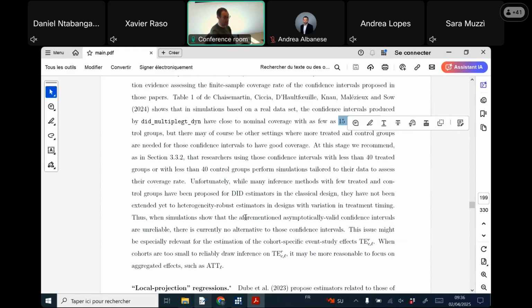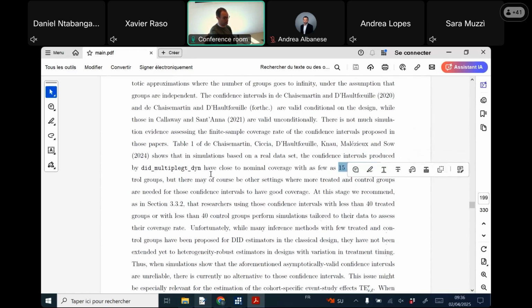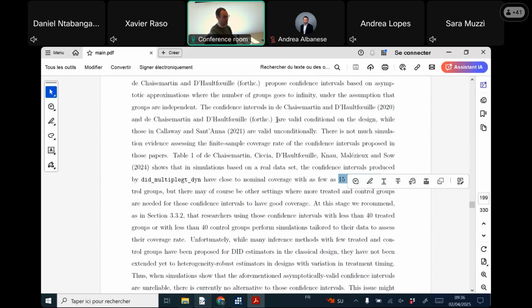So what that means is that if you have less than 40 treated and 40 control groups, you run simulations to assess the coverage rate of either those confidence intervals or those ones here, and you find that the coverage rate is actually not very good. Then you don't really have any alternative at this stage.